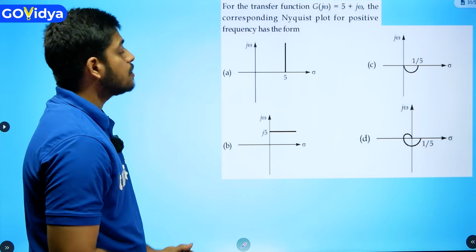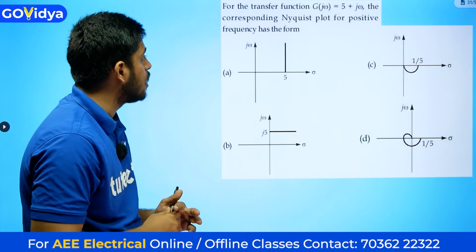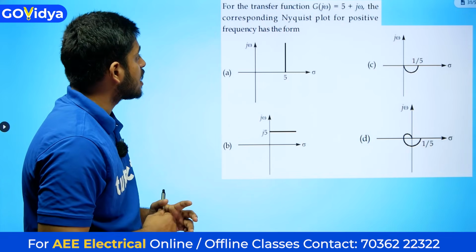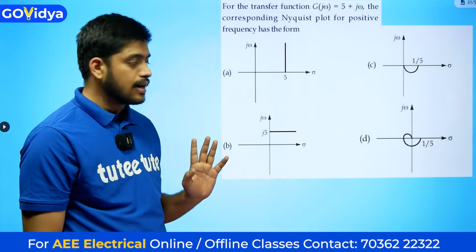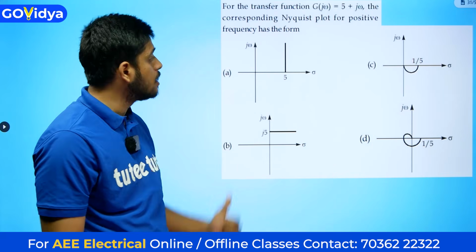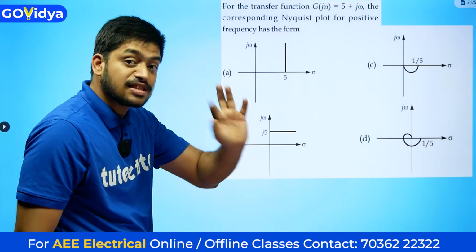Okay, the transfer function G of j omega equals 5 plus j omega. The corresponding Nyquist plot for positive frequency has the form... We need to find the Nyquist plot directly. How would the representation be? Simple question, no need to follow any of the rules. We will see directly by a substitution method.